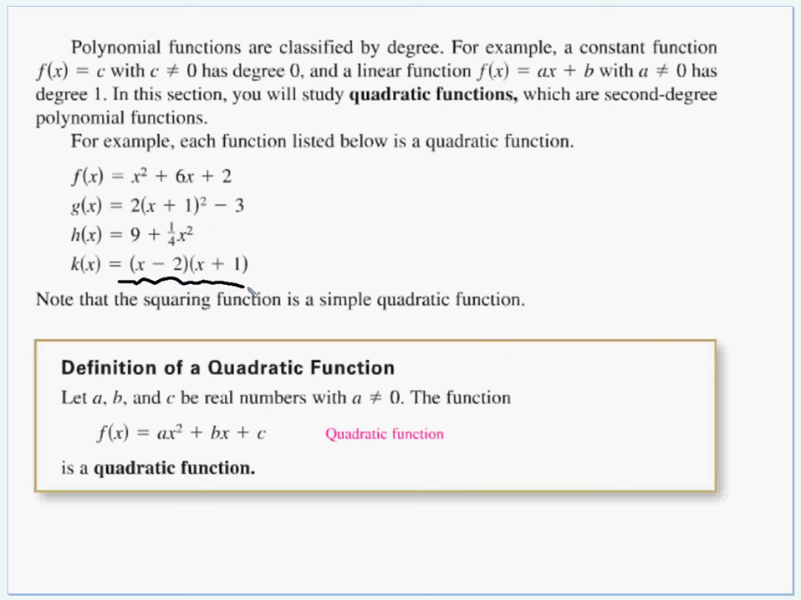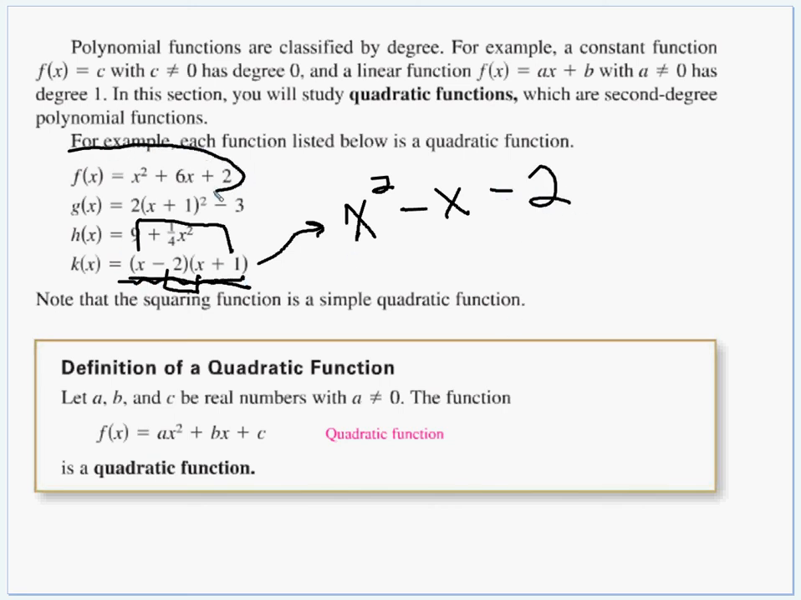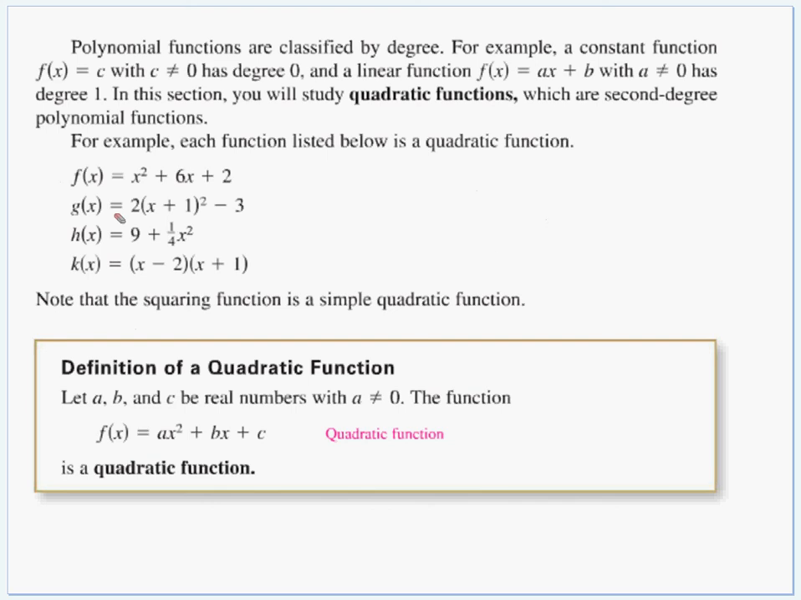Here, the last one, k of x, is in two terms. If we did start to FOIL that out, let's FOIL it all the way out. I'm just having too much fun. If we do first times first, that will be x squared. Our outers will be plus 1x. Our inners, minus 2x, so that's minus 1x. And then our last times last will be minus 2. So now that we've FOILed it out, it looks a lot like the first one we saw. Our leading term is some number times x squared, so that's also a quadratic.